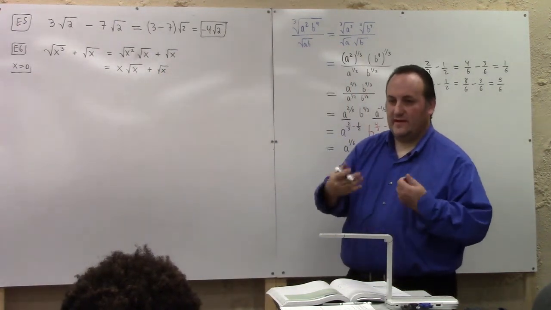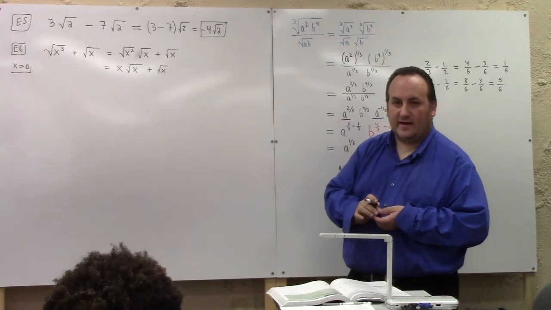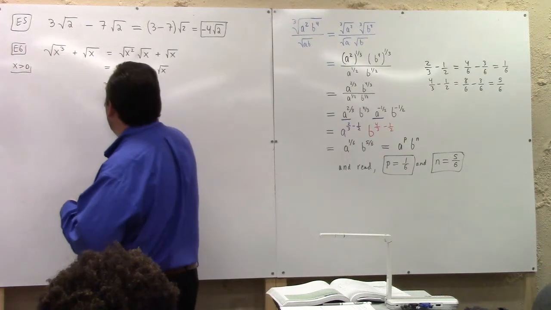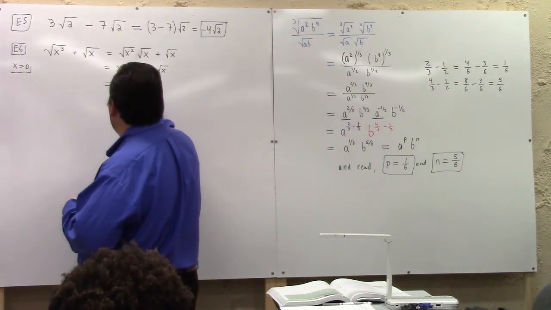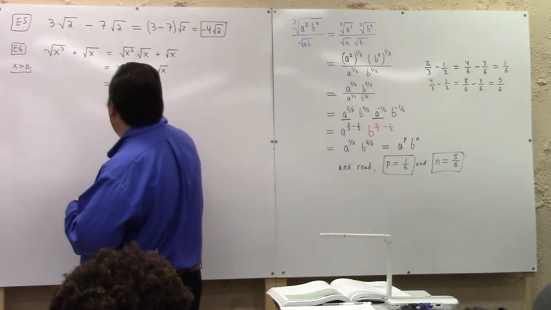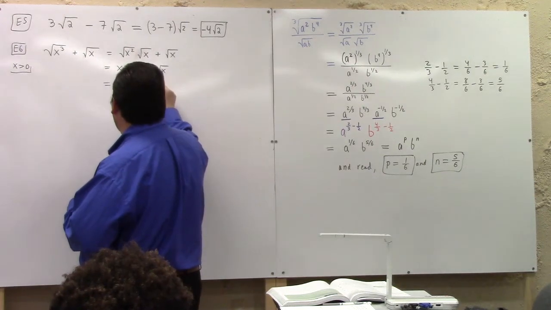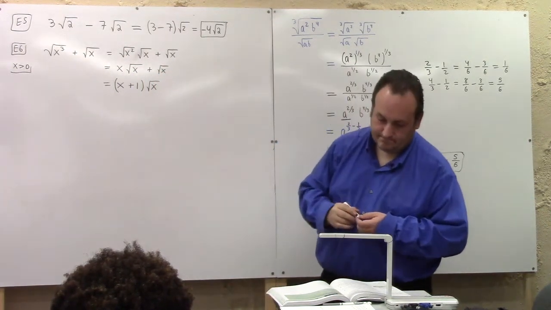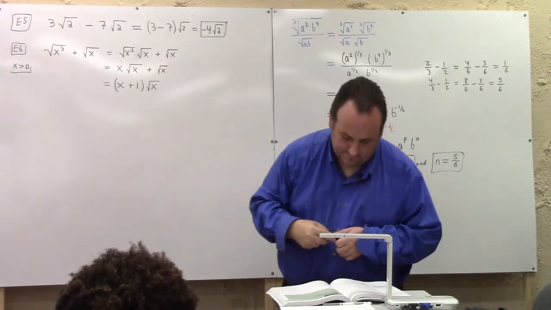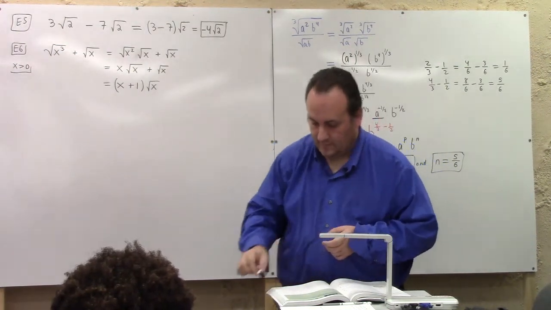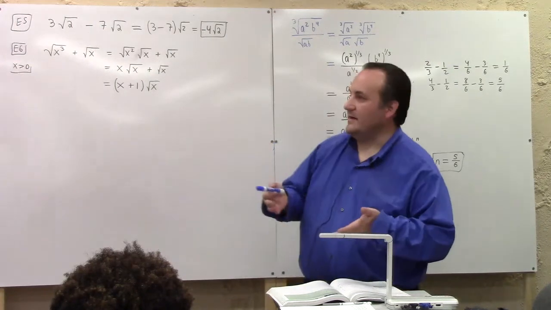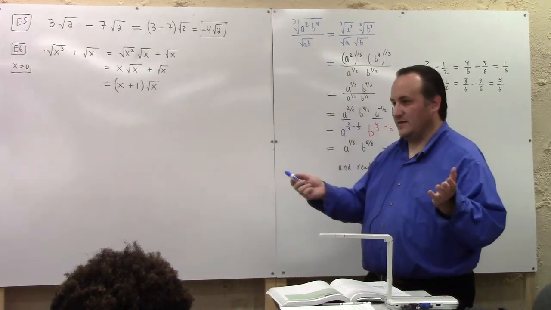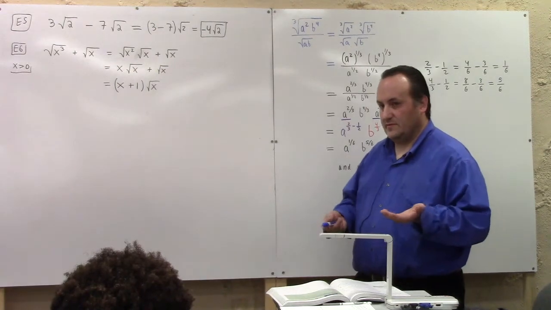Well, now we've got the same thing on both terms, so we can factor it out. I can now rewrite this as x plus 1 times the square root of x, like that. So the key idea here is when we're working with radicals, we have to have them match up in order to actually group similar terms.